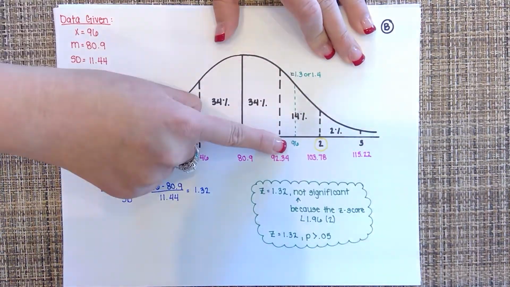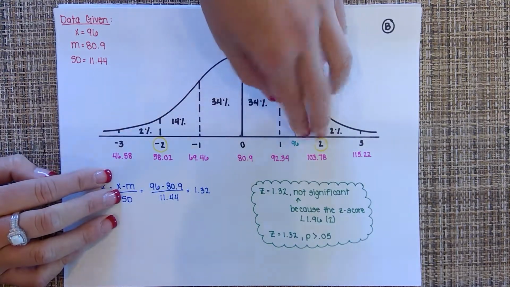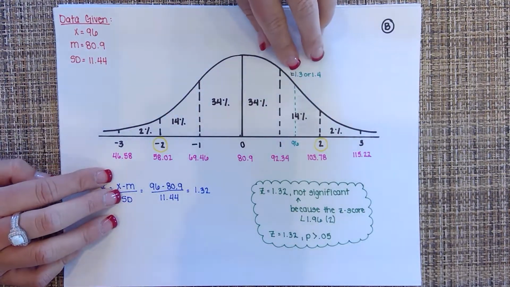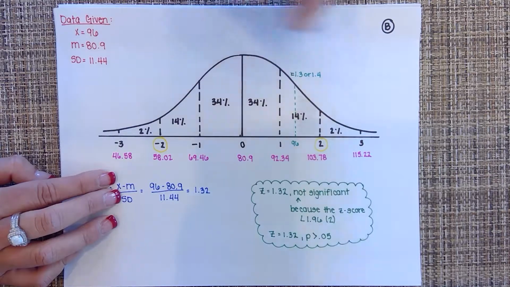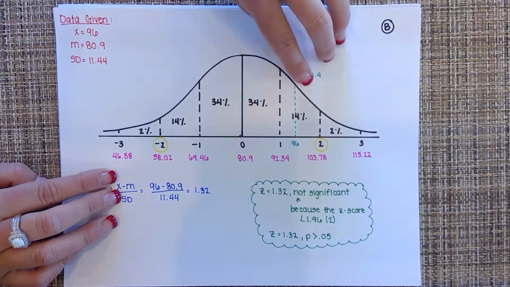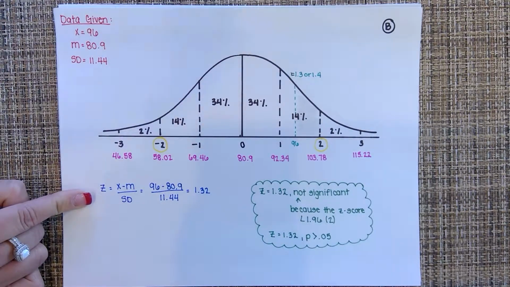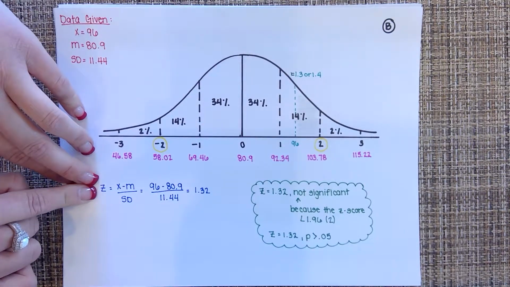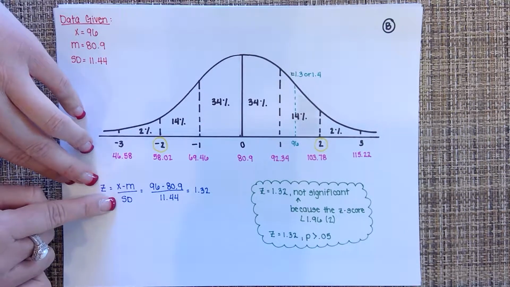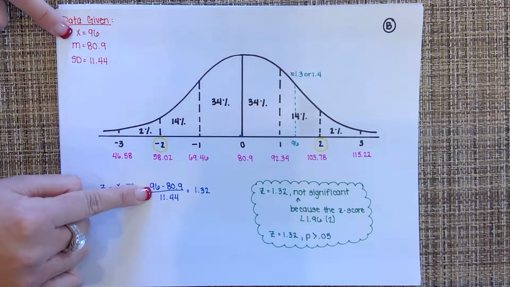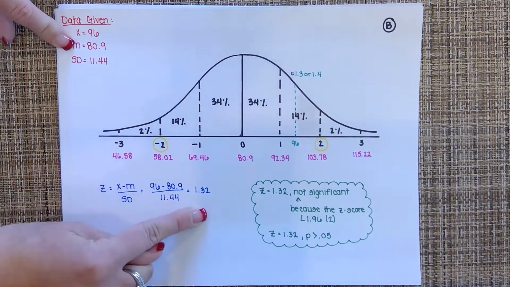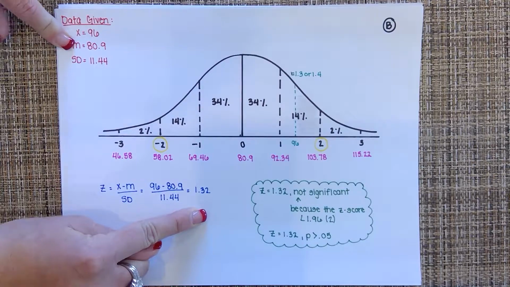So if you estimate 96, it's somewhere in between here, a little bit on this side. So you're going to say maybe 1.3, 1.4. It's not quite in the middle, but it's almost there. So then when you use your z-score formula, because they asked for the exact score in the problem, you're going to go z equals x minus m over your standard deviation. X minus m over your standard deviation gives you 1.32.